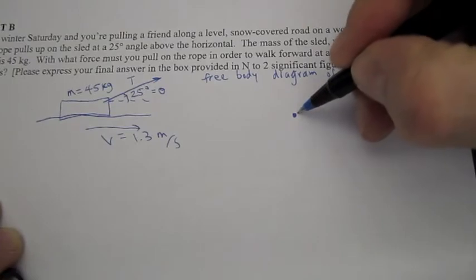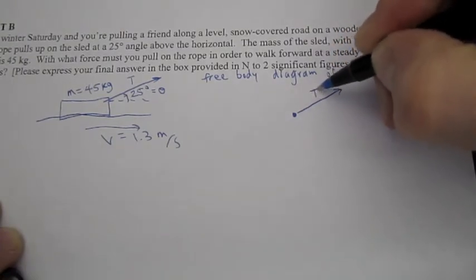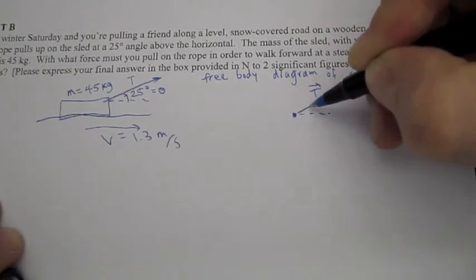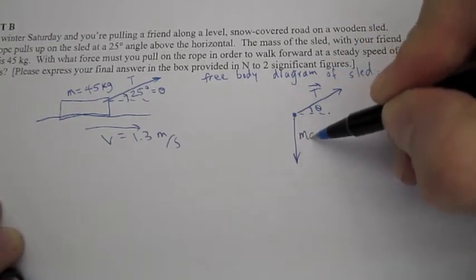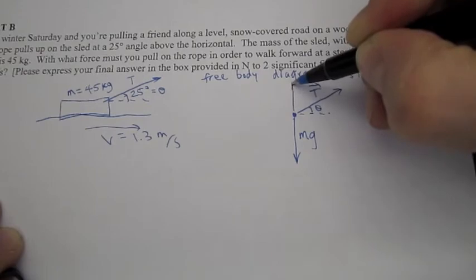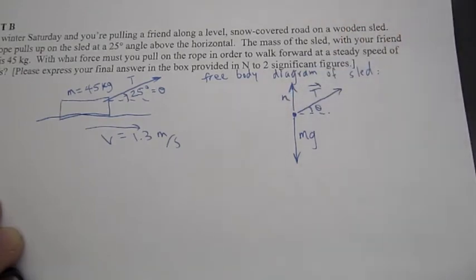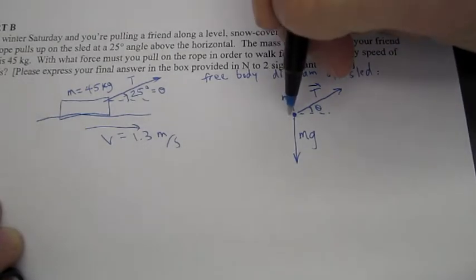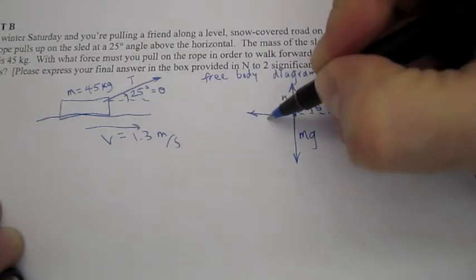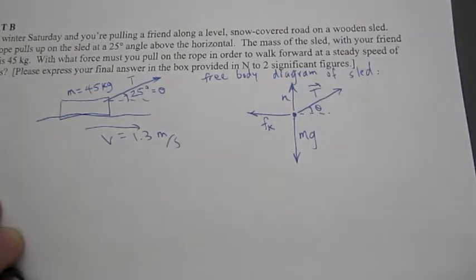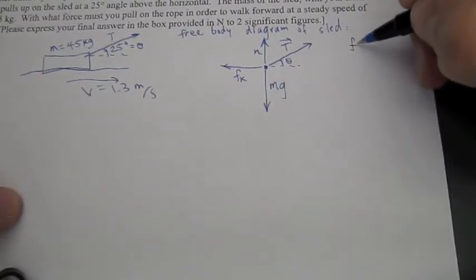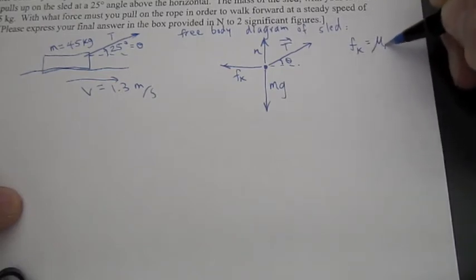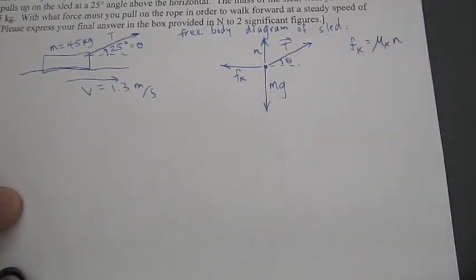So listing all the forces, we've got the tension, which is pulling up at some angle theta. We'll draw that on there. The gravity force pulling it downwards. It's a level road, so we've got the normal force pushing it upwards. And I guess we've also probably got kinetic friction force pulling it backwards, F sub k. And we have a couple of things here. We know that F sub k is equal to mu sub k times n.